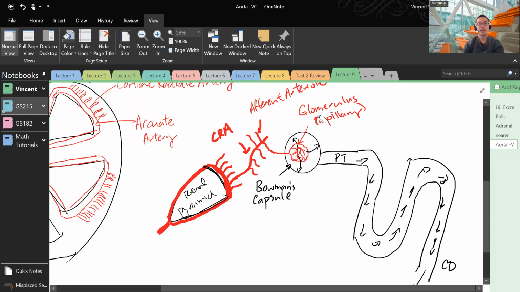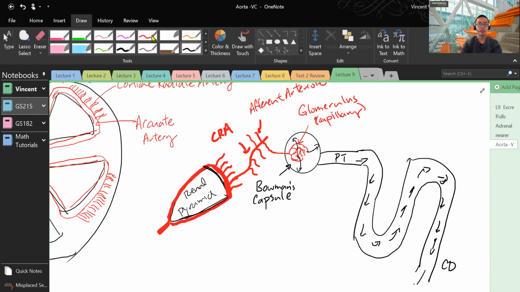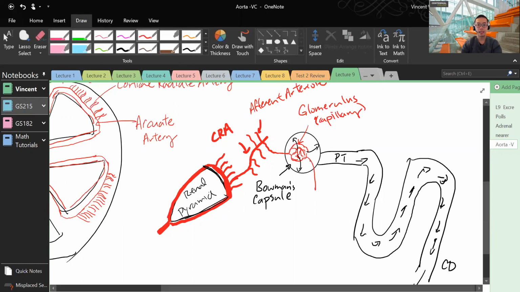Now, from the glomerulus, okay, not all of the blood is going to come out, right? Like I said, you're still going to have some water in the blood. Large things like proteins and cells, they don't come out. So all that stuff will leave the glomerulus. Oops, wrong color. All that stuff will leave the glomerulus. And this vessel is going to be called the efferent arteriole.